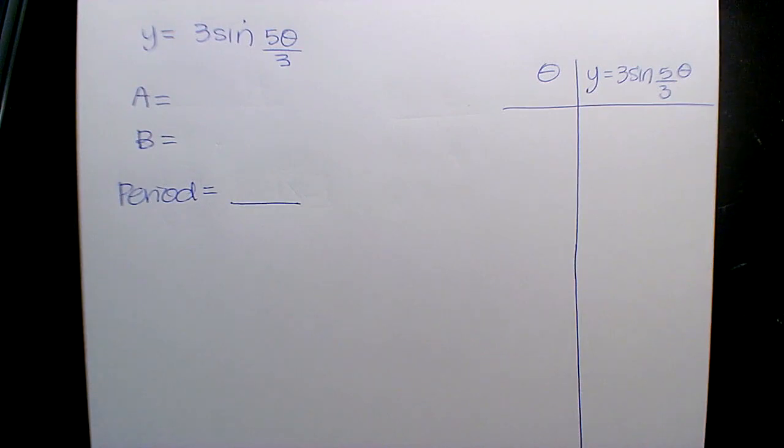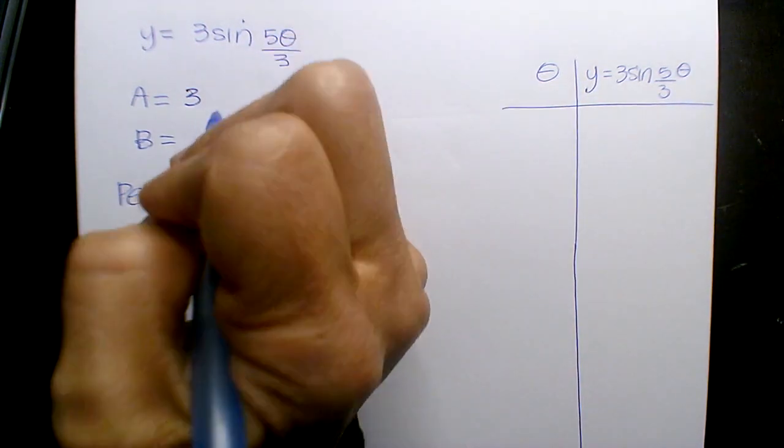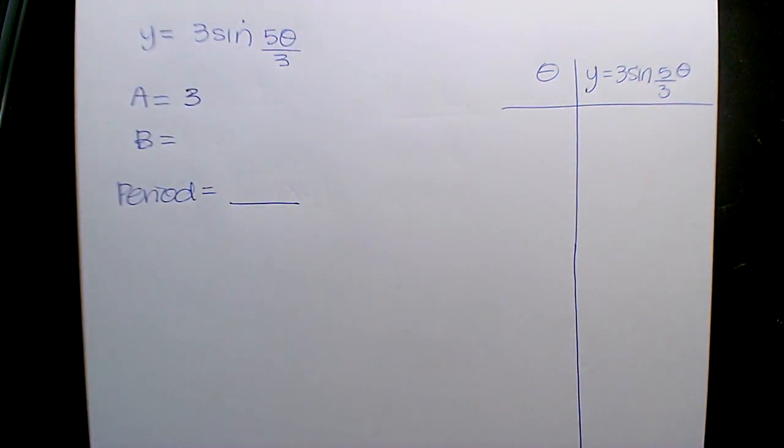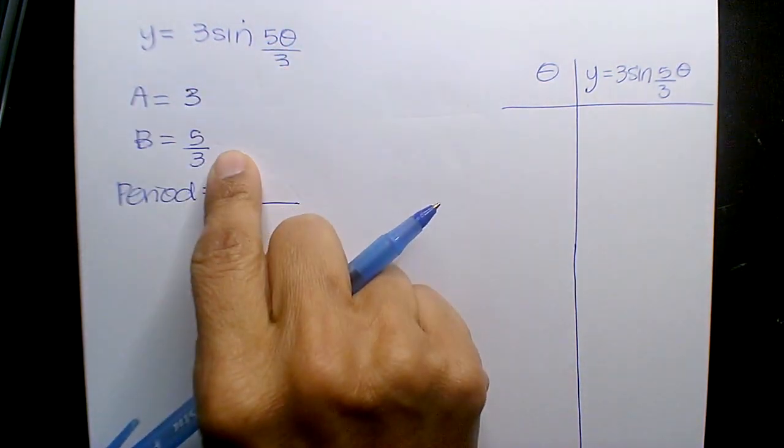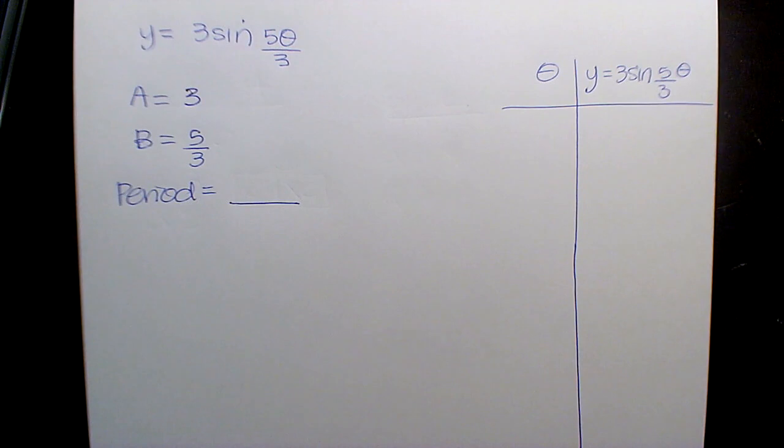Okay, so look, what's the A value? 3. What's the B value? 5 over 3. That's a theta. It's not a 0. 5 over 3. Do not add the theta. If you add the theta, I'm going to mark you wrong.